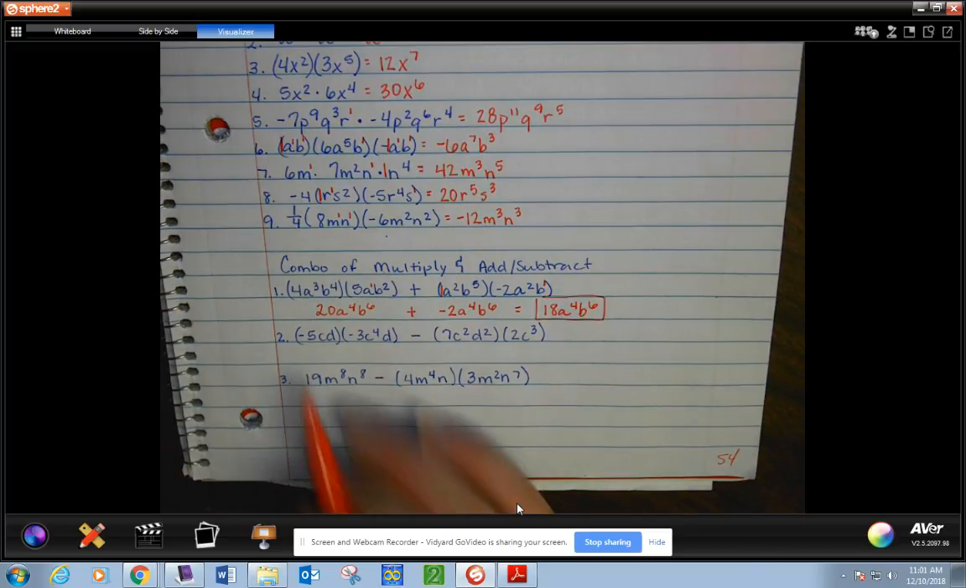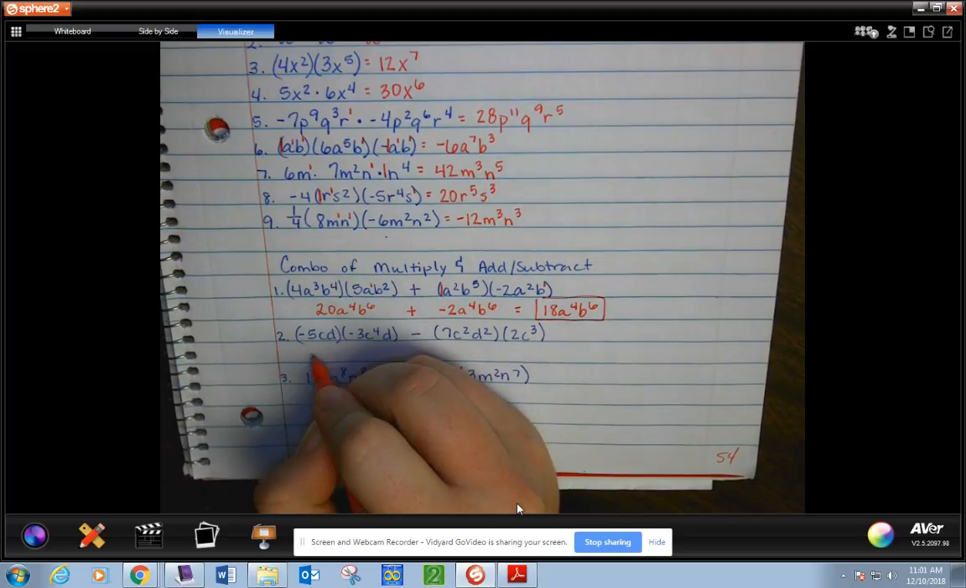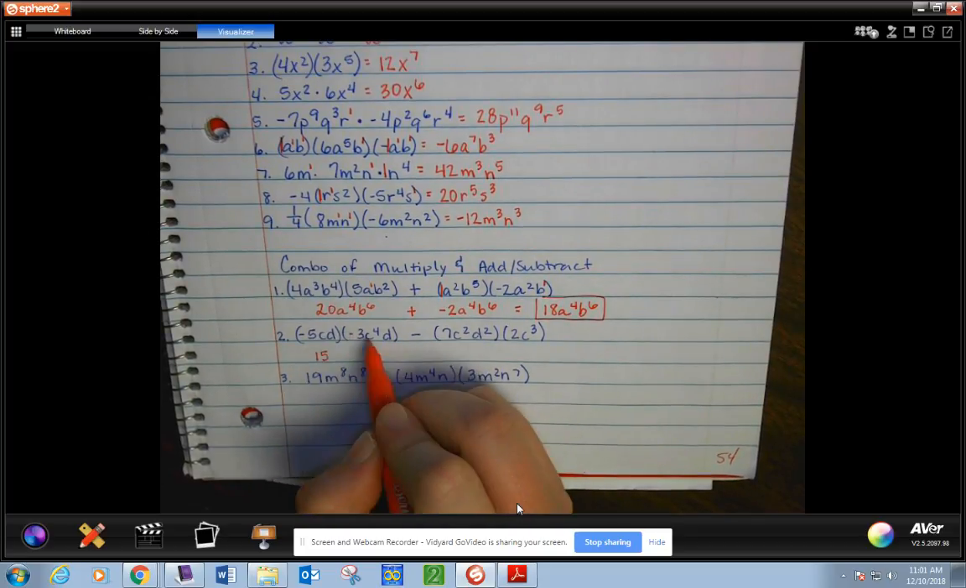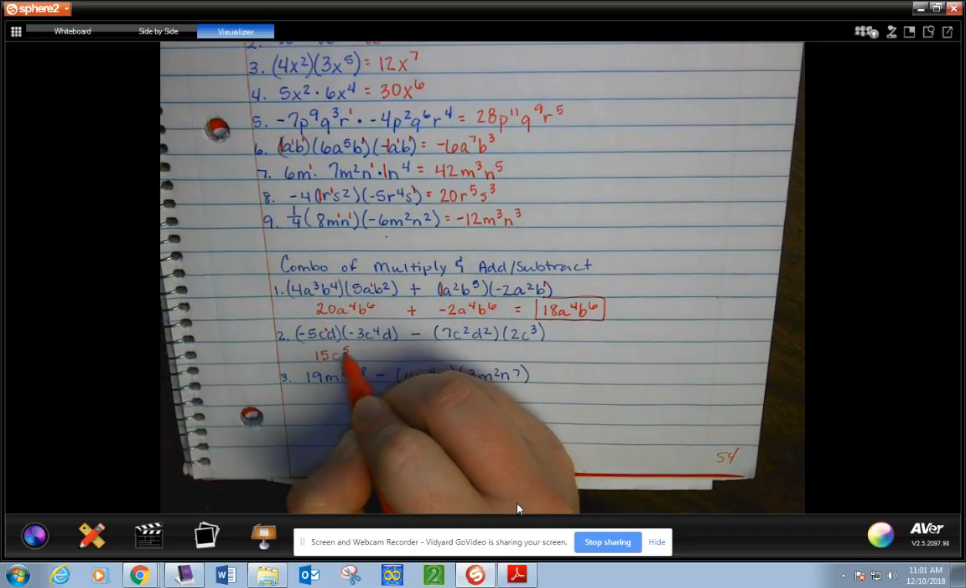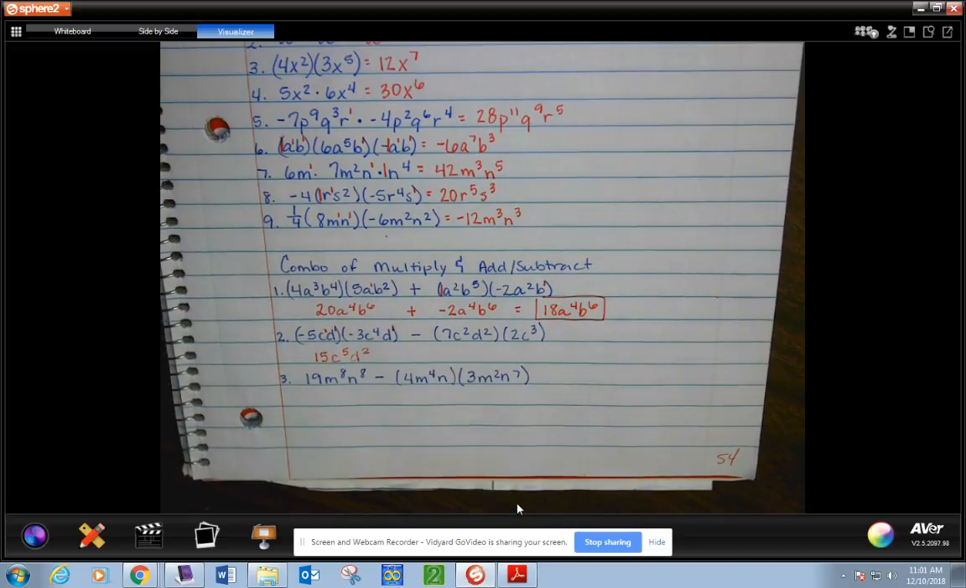Okay, for example 2, I have negative 5cd times negative 3c to the fourth d minus 7c squared d squared times 2c to the third. First, I'm going to multiply. Negative 5 times negative 3 is 15. Now I add my letters when I'm multiplying. So I have a 1 and a 4, which makes c5. I have a 1 and a 1, which makes d squared.